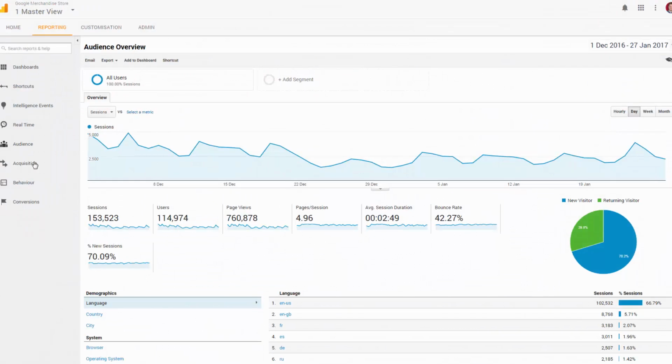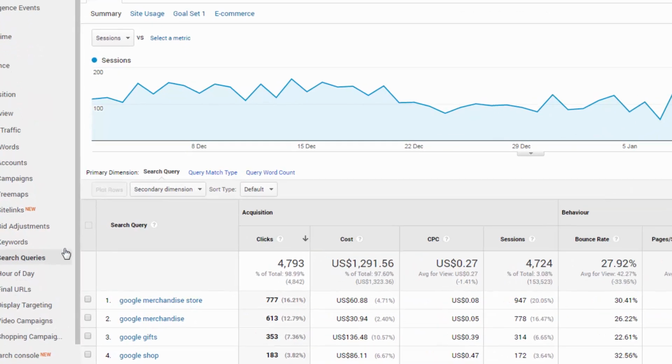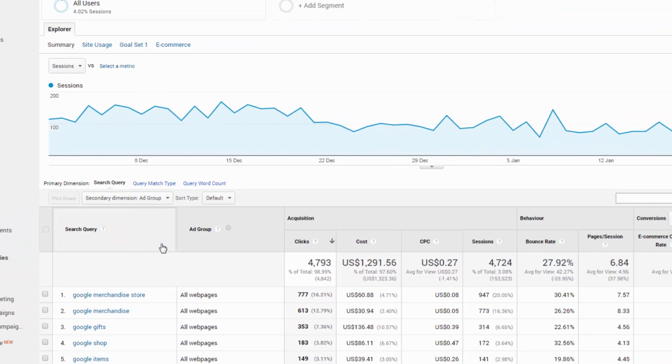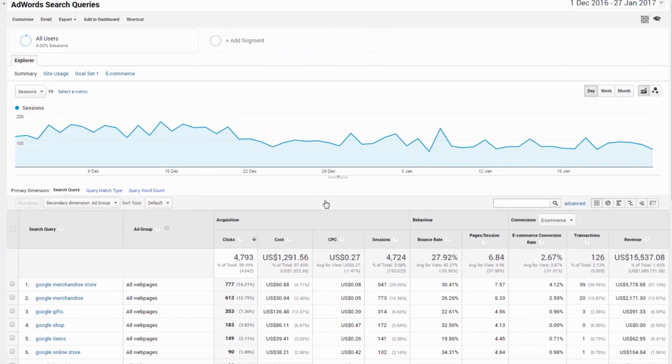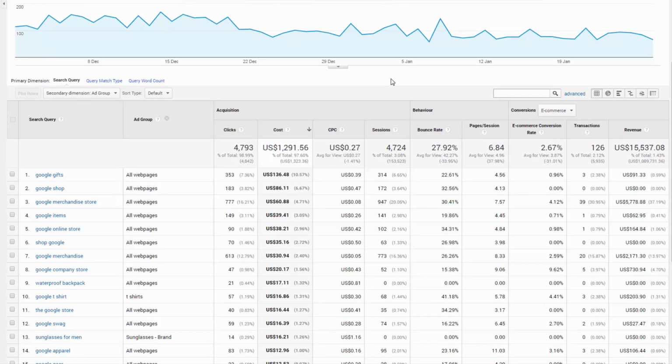Yeah, anyway. So, jumping over to analytics and to the acquisition, AdWords and search queries report view. Let's put a secondary dimension for ad groups in so we can go a layer deeper than just the top level campaigns. Then filter by the top spending ad groups here. It'll make our life easier when sorting this data.